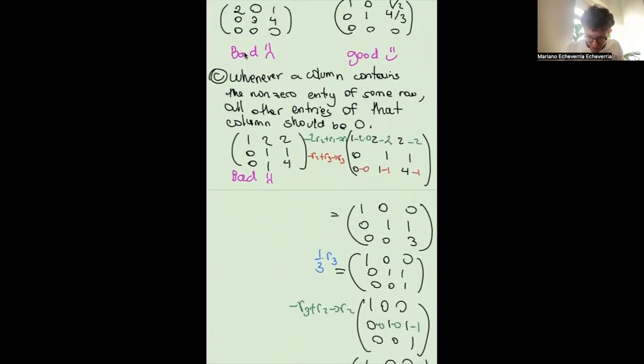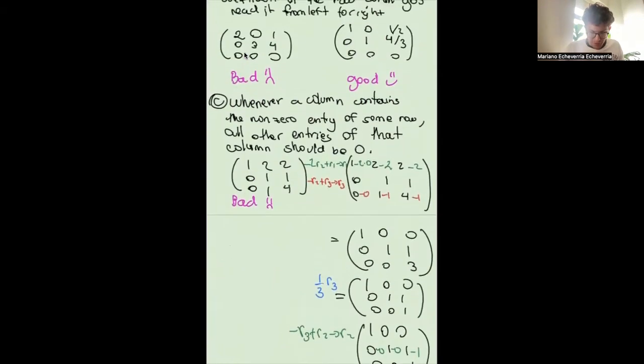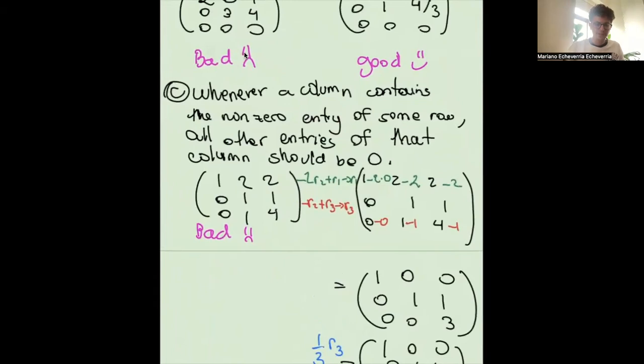It was better to look at it in an example, which is why I wrote this example. If you look at the second column here, the second column has the first one of the second row, right? So what that means is that once a column contains the first one of some row, all the other entries in that column should be 0. So you have to force these two other entries to be 0.